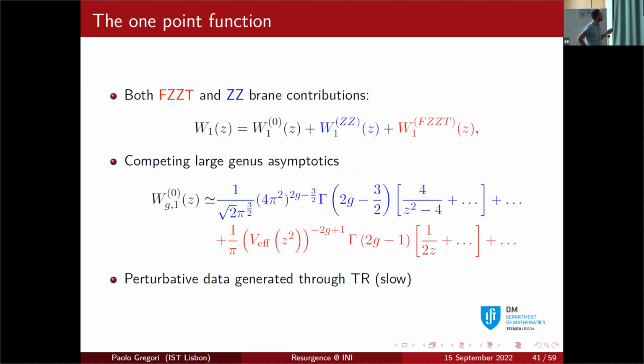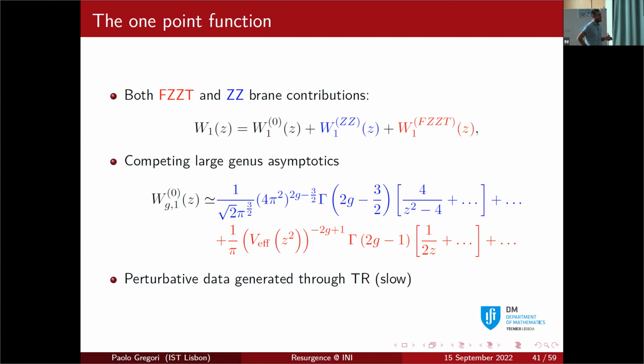Now, for one-point functions and in general for correlators, the story becomes more involved because now we have two competing non-perturbative effects, which means that we have essentially two lines in the large genus asymptotics, a blue line corresponding to the ZZ non-perturbative effect and a red line corresponding to the FZZT non-perturbative effect. But now the subtlety is that the instanton action of the FZZT depends on Z. And so as we change the value of Z, the FZZT can become or cease to be the leading responsible for the large genus asymptotics.